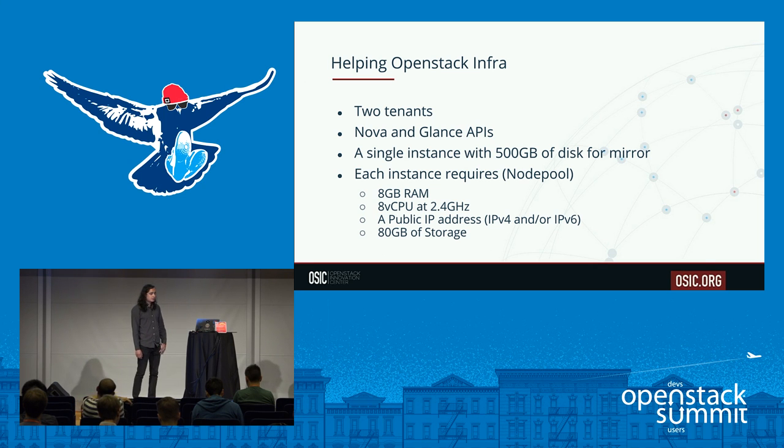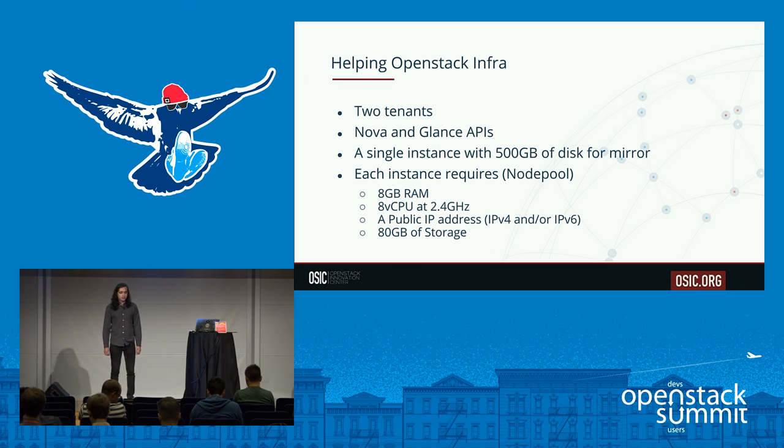Basically two tenants, access to Nova and Glance APIs, and a disk with 500 gigs. The first instance is for the mirror images and a bunch of stuff there, and for the node pool where the actual test gate VMs that Zuul will spawn, those are their requirements. So there's no fancy requirement you might need to get Infra up and running. It's just that requirement and a public IP for every single VM.